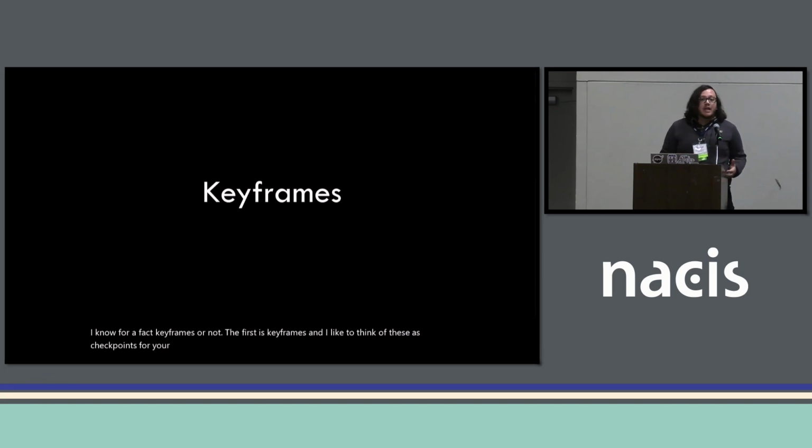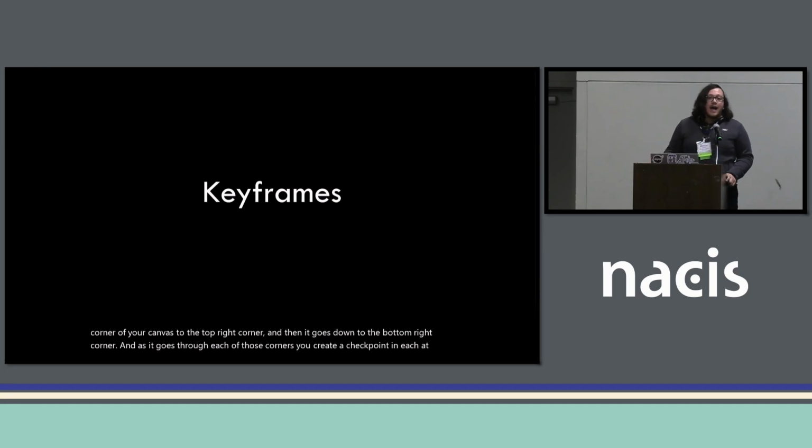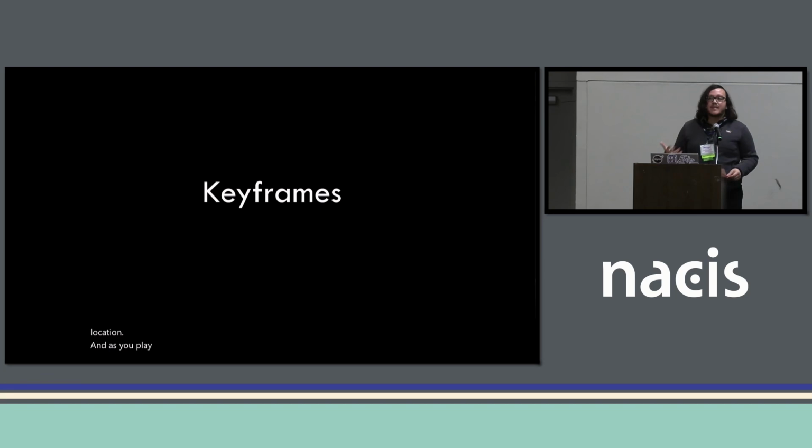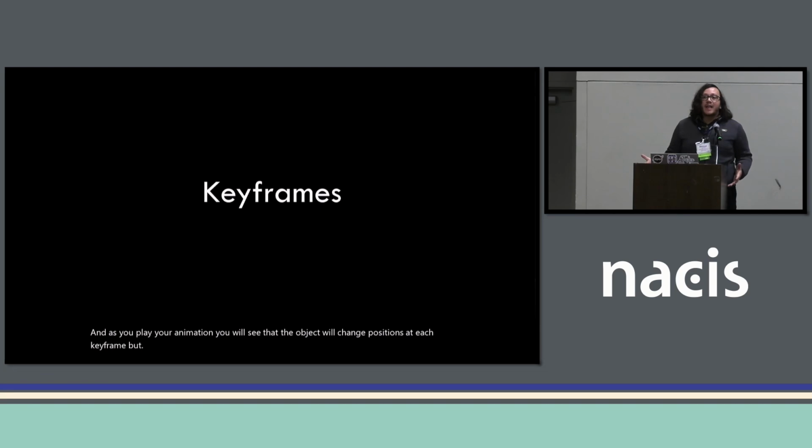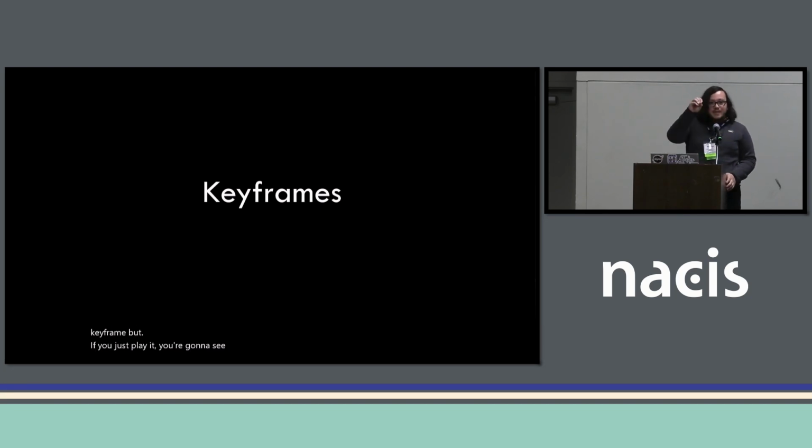So you might have an object that is moving from the top left corner of your canvas to the top right corner, and then it goes down to the bottom right corner. And as it goes through each of those corners, you create a checkpoint at each location. And as you play your animation, you will see that the object will change positions at each keyframe. But if you just play it, you're going to see the object move one position, and then it's going to immediately jump to the next position.